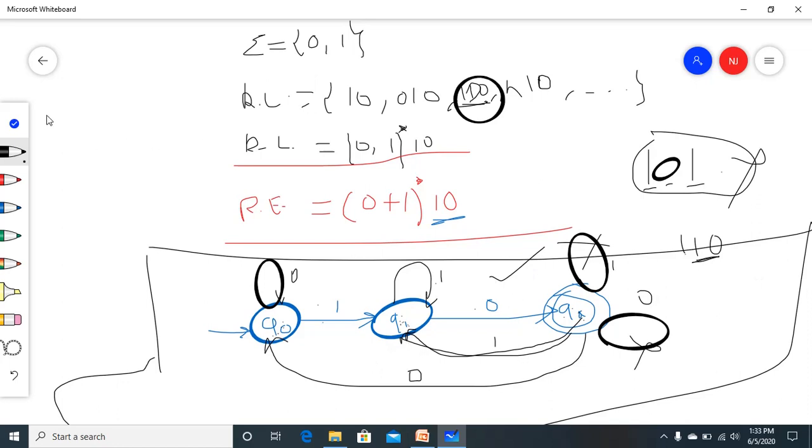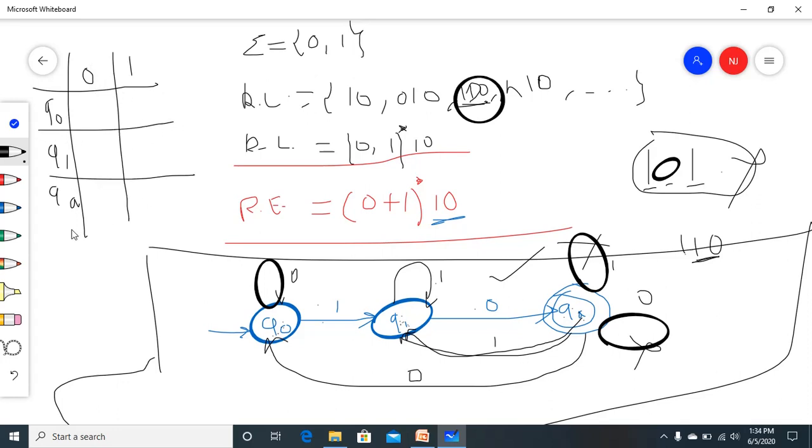What about the transition table now? This is q0, this is q1, this is qa, these are the states, and here is 0, here is 1. We are in q0 state, we use input as 1, we go to q1 state. We are in q1 state, and our input is 0, then we have to move to qa. We are in q1 state, we use 1, we remain in that state only. We are in qa, we read 0, we go to q0, qa state, we read 1, we go to q1 state. So this is our transition table and this is our transition diagram.